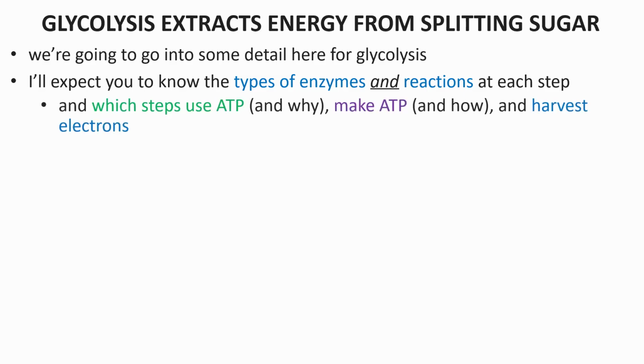I also want you to know which steps use ATP and why ATP is being used, which steps make ATP and how ATP was made, and then where electrons are harvested. So that's what I want you to know from both the citric acid cycle as well as glycolysis. The type of enzyme and the type of reaction, and again, the two are largely the same. And is ATP being used and why? Is ATP being made and how? And what's going on with the electrons?